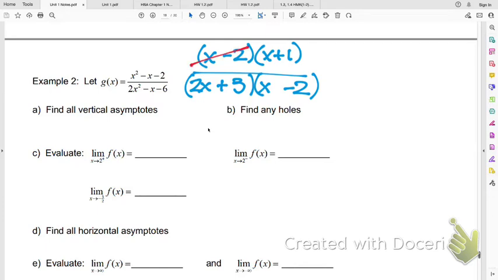So when my x minus 2 cancels, I immediately know what? That's a hole at x equals 2. Okay. Let's practice finding the y value. How do you find the y value of the hole? Plug in 2 to the simplified version.